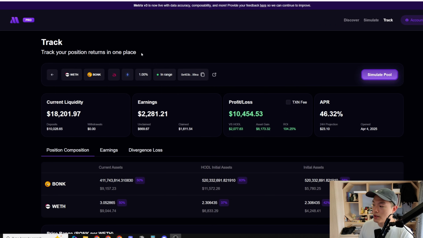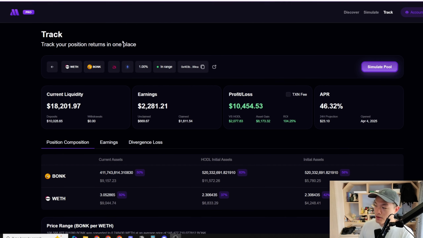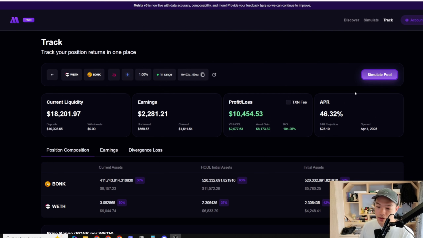And one last way that you can use to estimate the APR is to use the Metrics Finance Pro app. You can see the tracking here. In my opinion, sometimes it's good, but sometimes it's not. So we do need to bounce around different tools here.